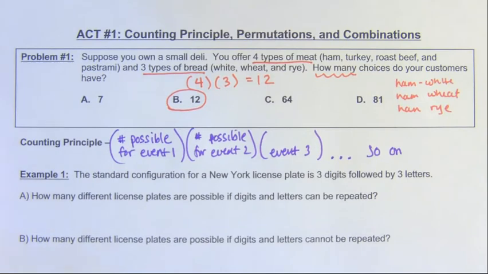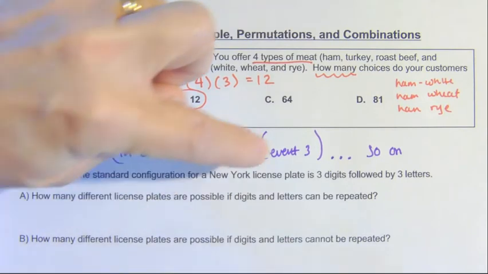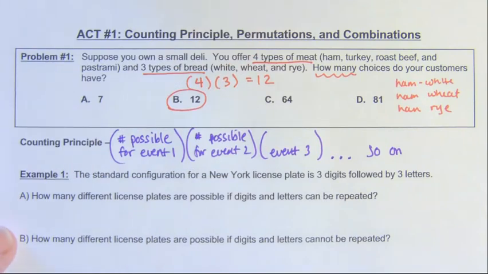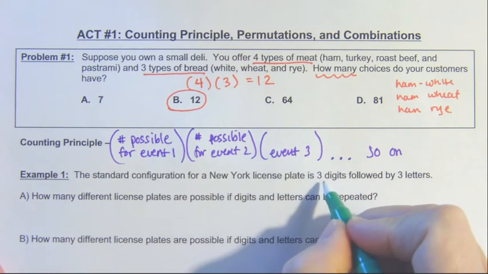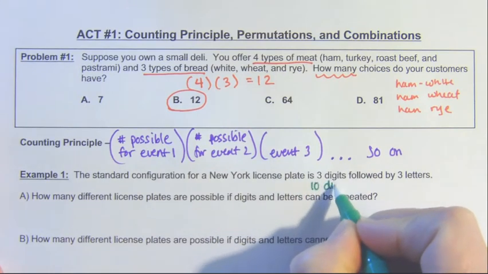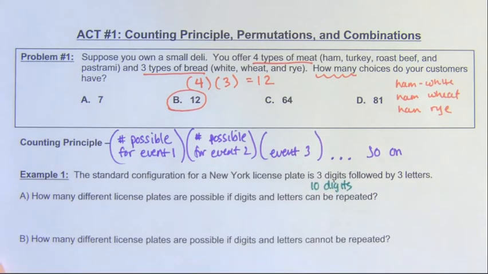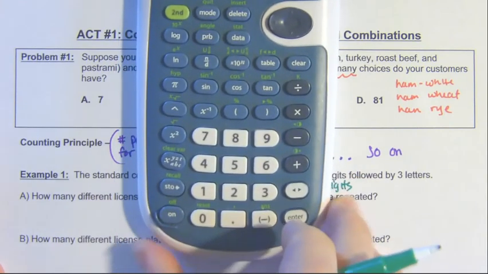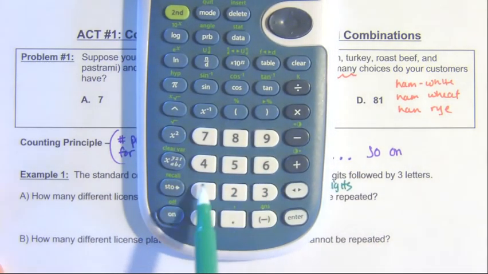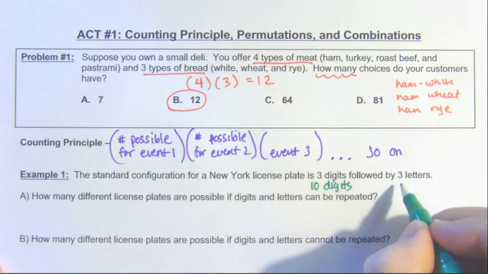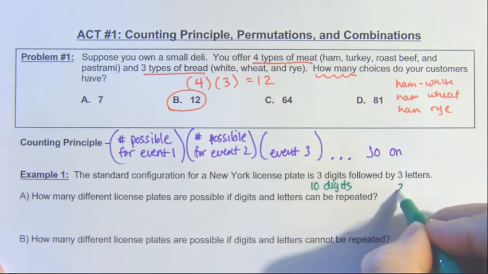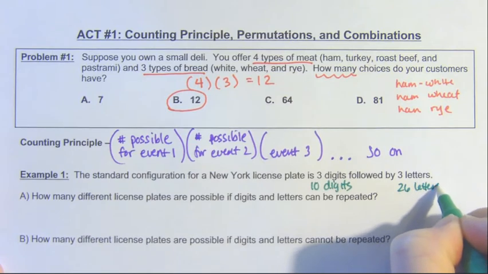Let's try an example here. So the standard configuration for a New York license plate is 3 digits. Remember, there are 10 digits total. If you look at a calculator, you can see there's 1, 2, 3, 4, 5, 6, 7, 8, 9, 10. Don't forget the 0. So there's 10 possible digits, followed by 3 letters. Remember, there's 26 letters in the alphabet.